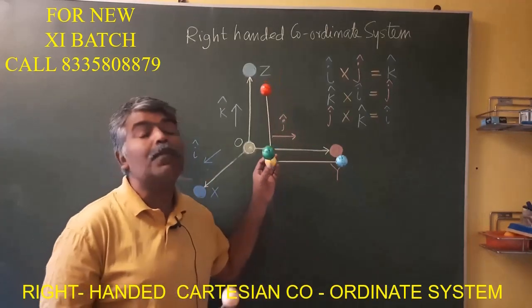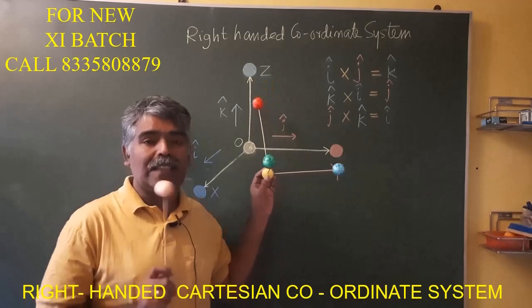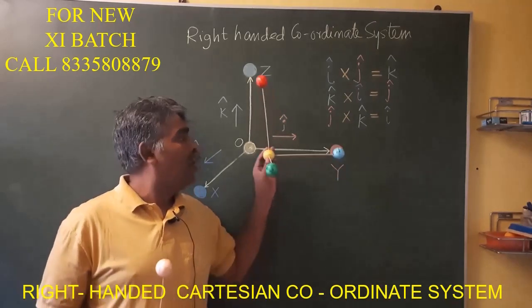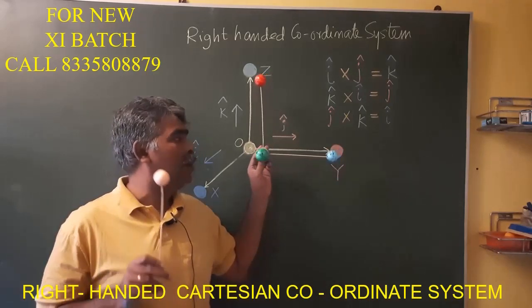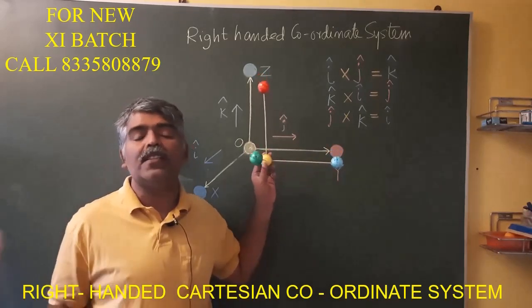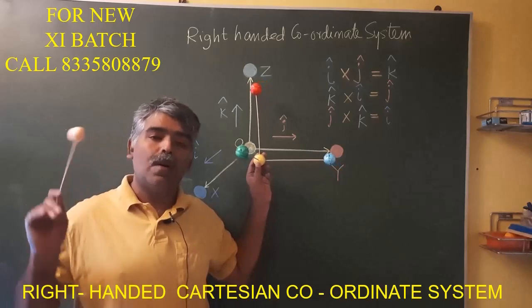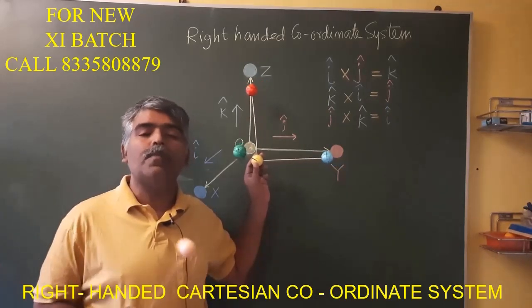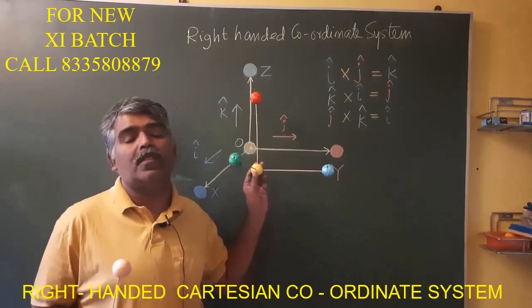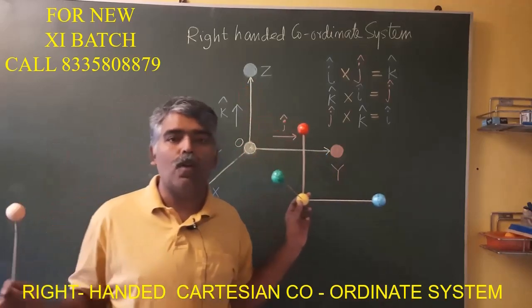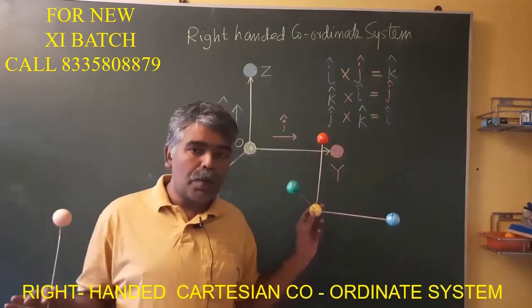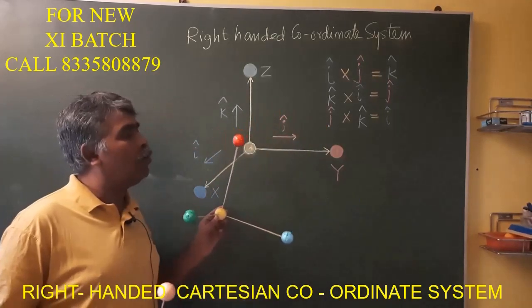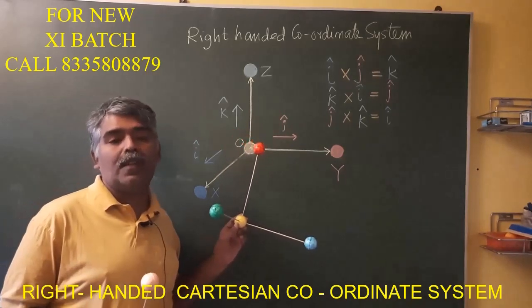This is the system which we use. This is the standard system which we use for all our problems in physics, as far as JEE, NEET, everything is concerned. Even when you go to masters, you do your PhD, most of the books are written in right-handed coordinate system. They choose a system and then follow it. It's not a problem. The standard way is to choose your coordinate system as right-handed and do it.